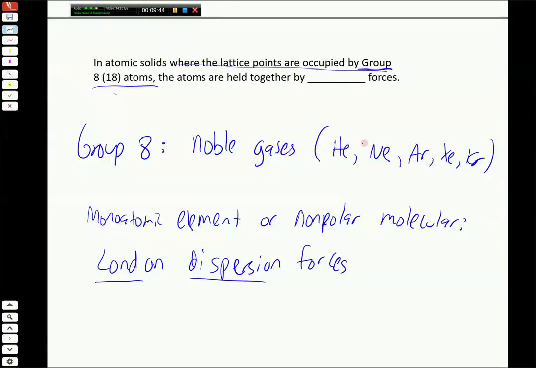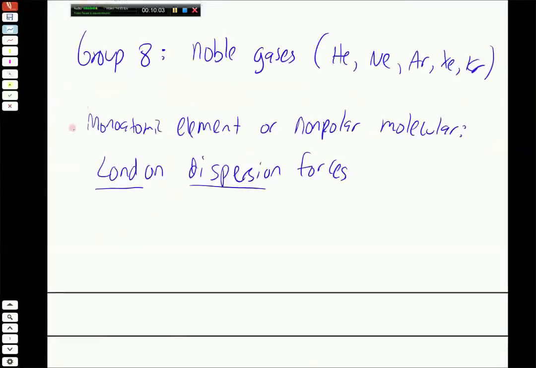And so when we have noble gases, those are the only types of forces that exist if you just have a monoatomic substance. And there's not going to be covalent bonds between these. When you cool these down, you're not going to get any sort of covalent bonding because they're noble gases. They don't tend to form bonds. So it's only going to be London dispersion forces that hold them together. Alright, so that was another conceptual question about atomic solids.